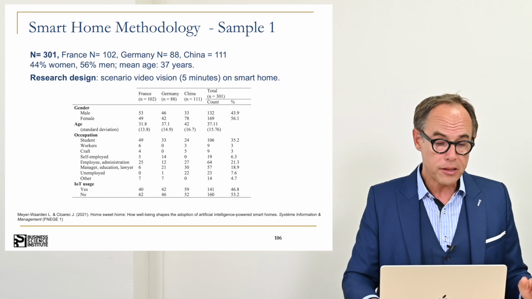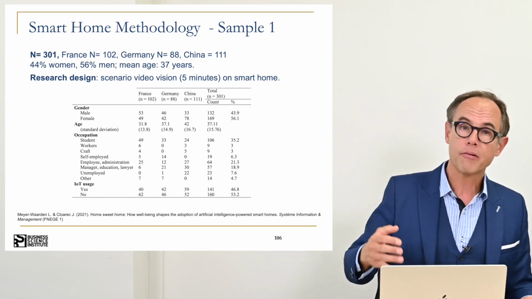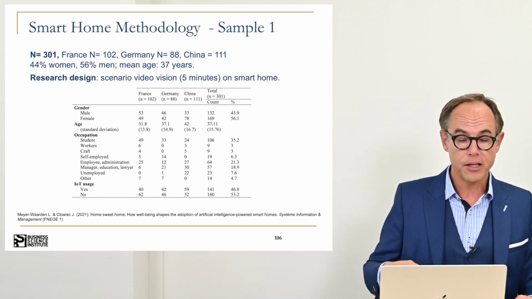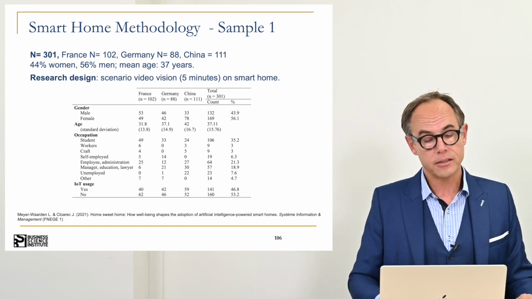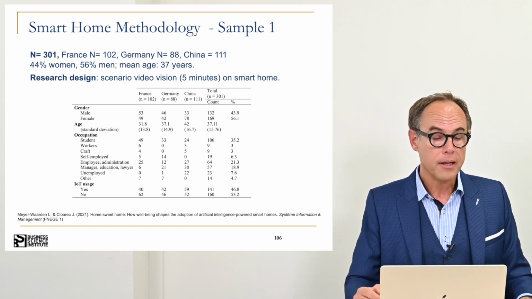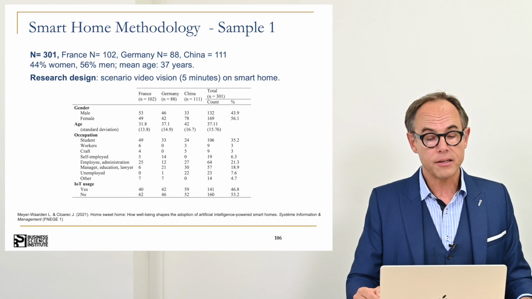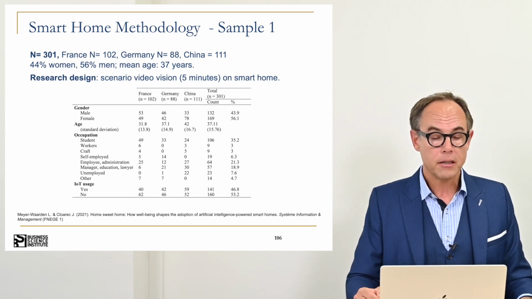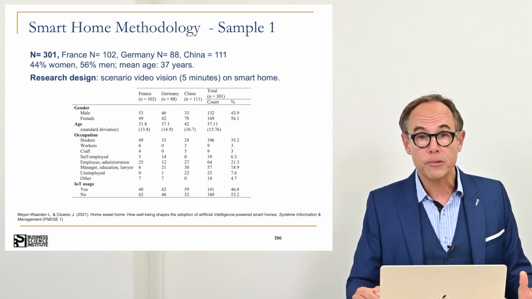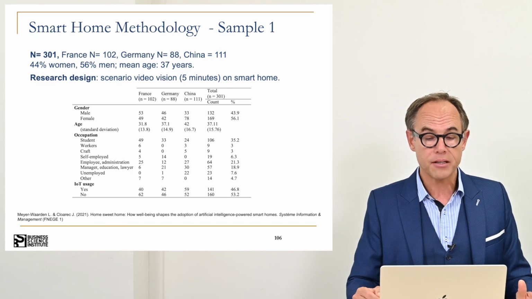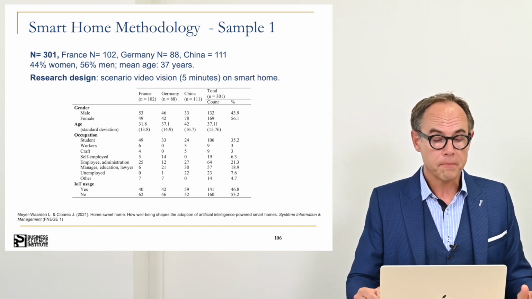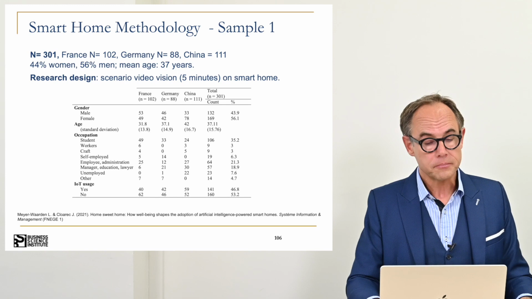For this first study about smart homes, we did it actually also with a video, 5 minutes video, and then we surveyed again with a convenience sample, 300 people in France, Germany, and China. The sample is quite good, well distributed in terms of representativity, but it's not a representative sample.